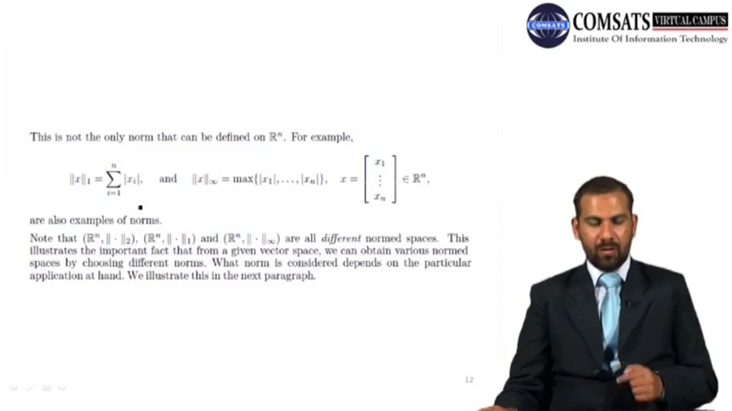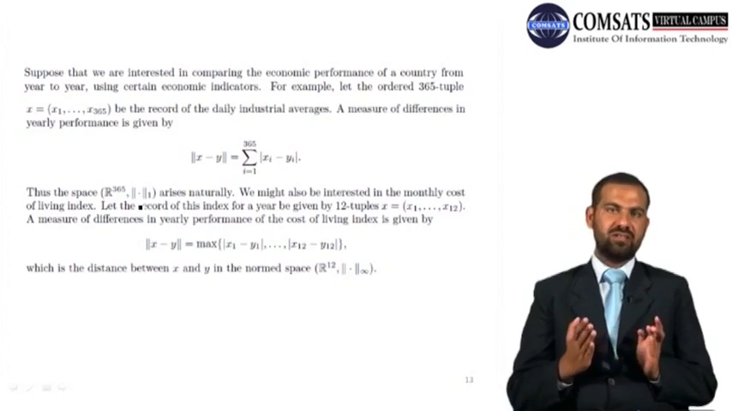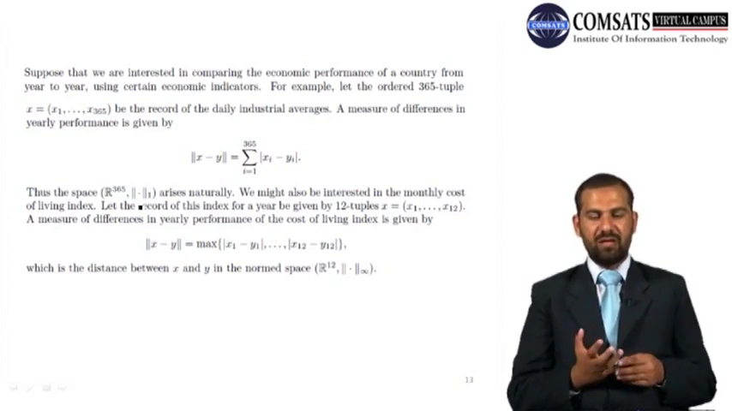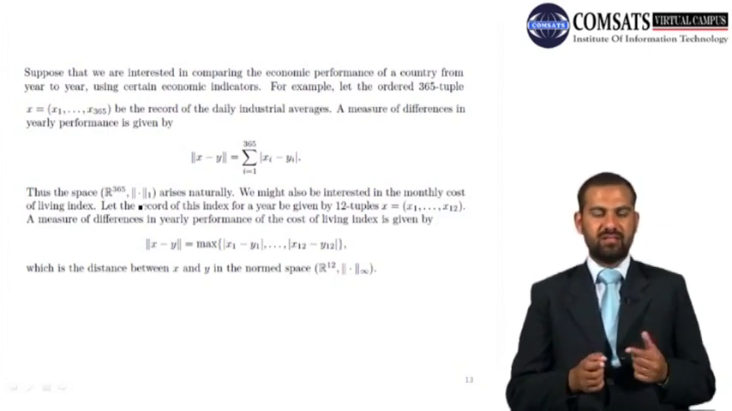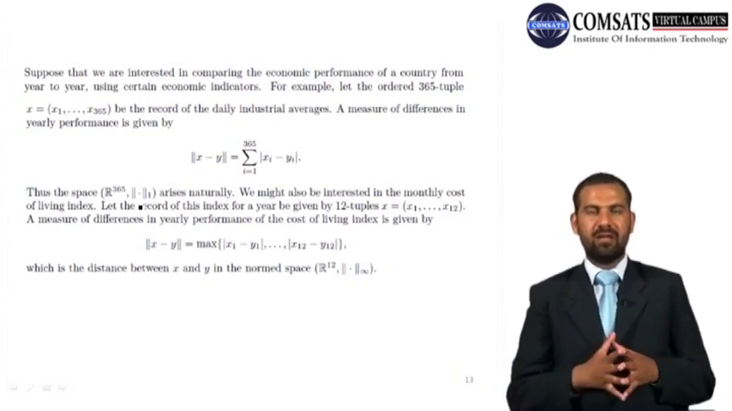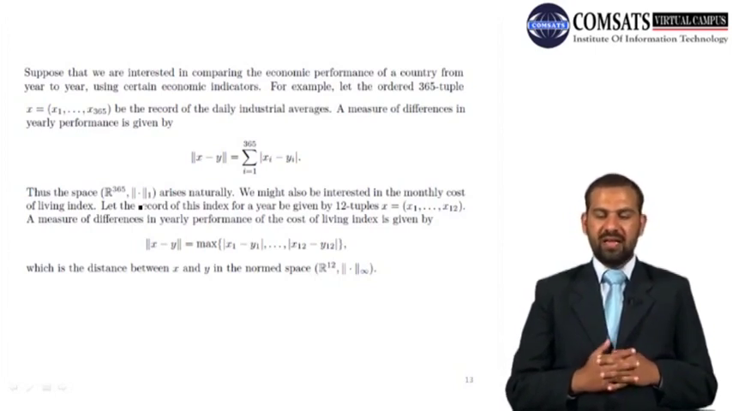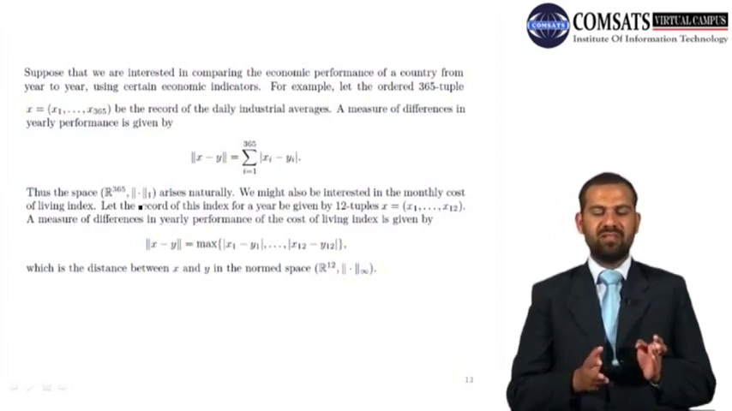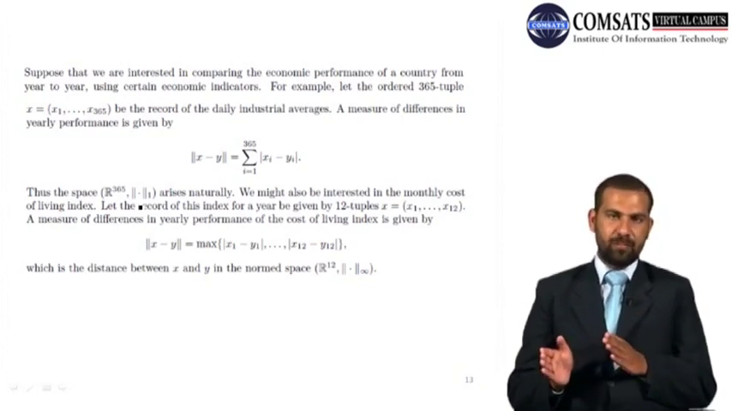For example, suppose we are interested in comparing the economic performance of countries from year to year, meaning that every year we have 365 days. For this we obtain a 365-tuple, where every element is a 365-tuple x1, x2 up to x365, recording the daily industrial averages. A measure of differences in yearly performance is given below.